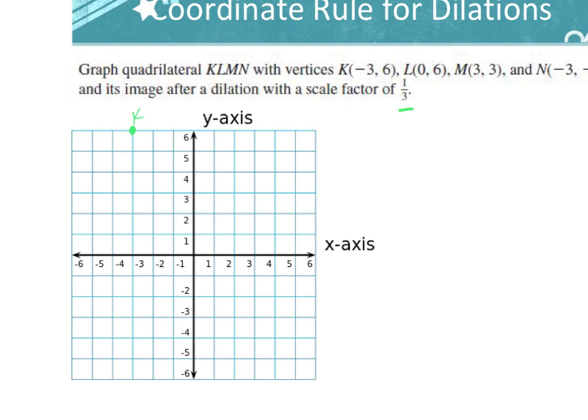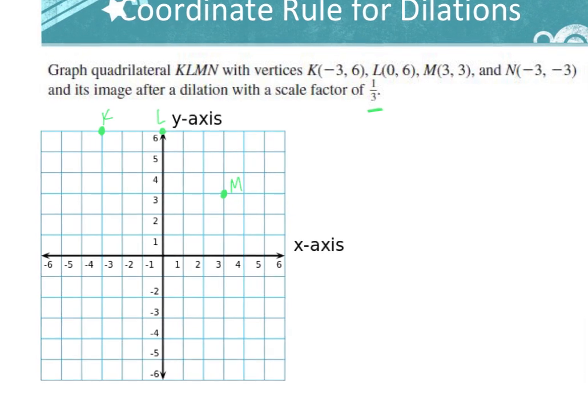Okay. L is at 0, 6. It's up here. L. M is at 3, 3. And N is at -3, -3. It's down here. N. We connect all of these, makes a nice pretty little quadrilateral. Would you look at that? Looks nice. Okay, now our K for this problem is 1/3.